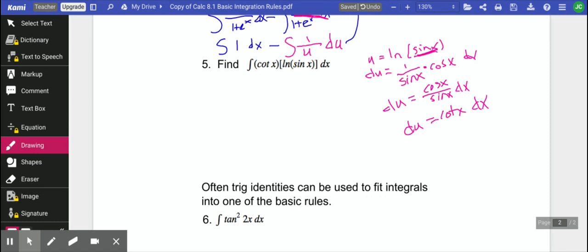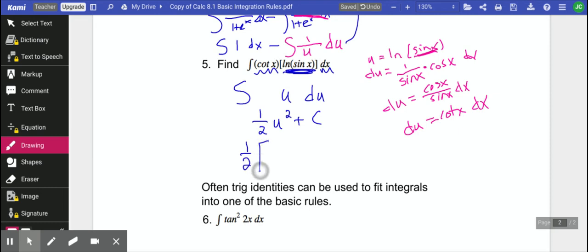And that's fantastic because that's exactly what we needed. So remember, we said this was our u, and then cotangent x dx, that's our du. And now suddenly that's a very simple thing to take the antiderivative of. It's just 1/2 u squared. And then our last step is to plug our u back in, which was the natural log of sine x.